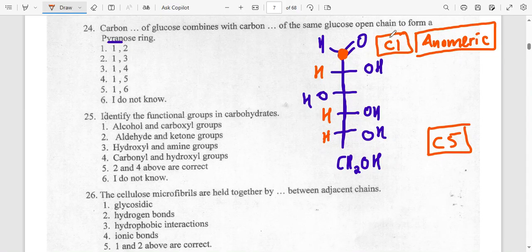Fortunately for glucose, the carbon containing the functional group is carbon number 1. So carbon number 1 will react with carbon number 5 to form a pyranose ring. This ring that you see like this is what we call a pyranose ring. So the answer is 1 and 5, which is option 4.